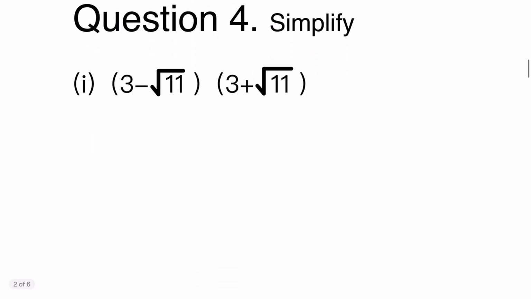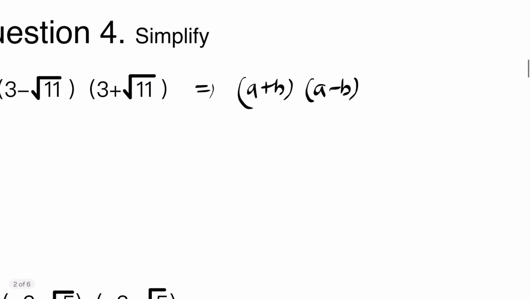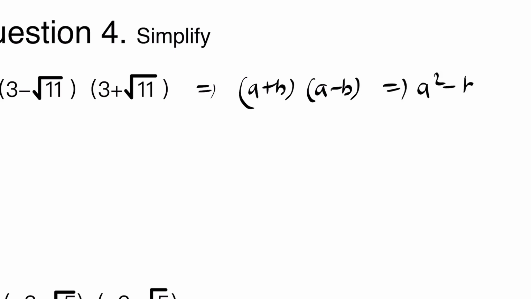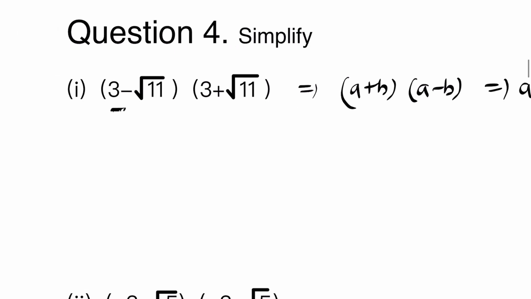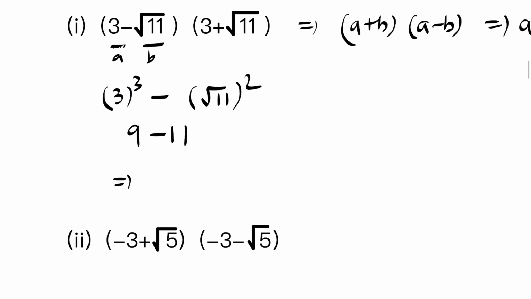Now simplifying the equations, 3 root 11 and 3 plus root 11. So here we can see the identity a plus b and a minus b, which is equals to a square minus b square. So this is a, this is b. Now a square is 3 square, and minus b square is root 11 square, which will become 9 minus 11. So this is equals to minus 2, answer.